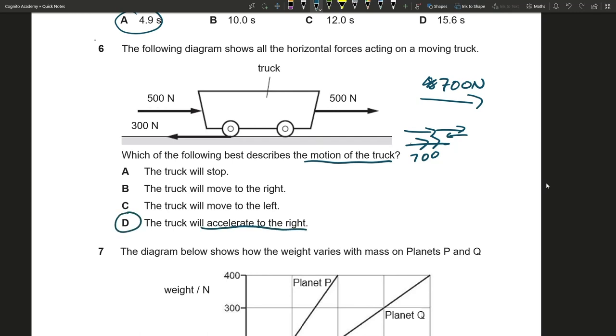Now, why can't it move to the left or move to the right or stop? Because we're not told what the initial movement of the truck is. It could be moving to the right at first, and then it accelerates to the right, so it's still moving to the right. Or it could be moving to the left, and because there's a net force here, the truck is decelerating, or accelerating to the right, which is the same thing, or it could stop. We really don't know because we're not told the initial motion of the truck. So all we can tell is that it will accelerate to the right.